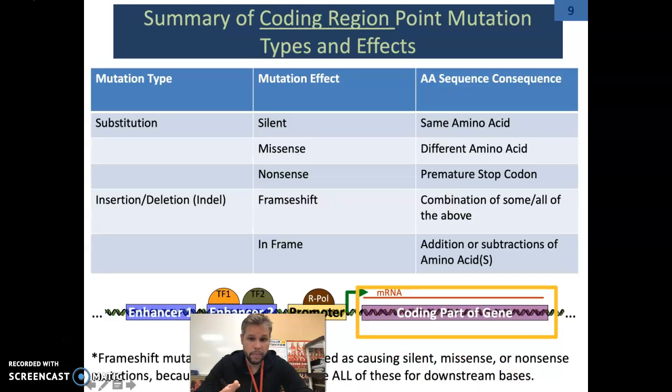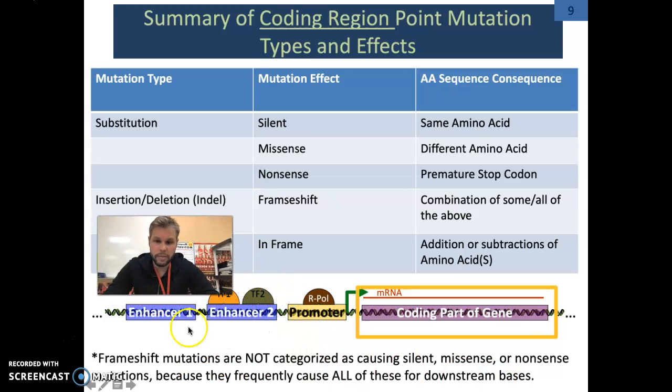Now, there's one extra note that I want to make here. Frame shift mutations, we're not going to categorize those as causing silent, missense, or nonsense. Those we reserve for the substitutions or the point mutations. And that's because frame shift mutations frequently cause all of these to happen downstream. Okay, so that's an important note to make.